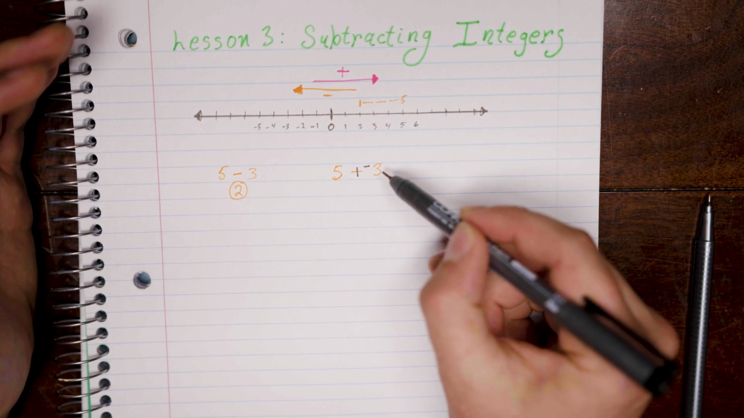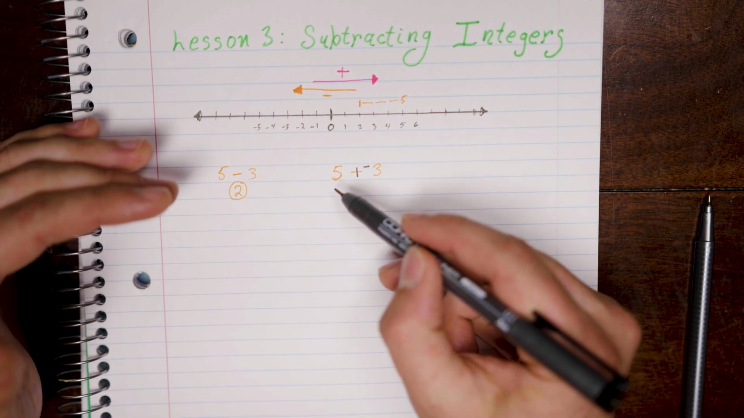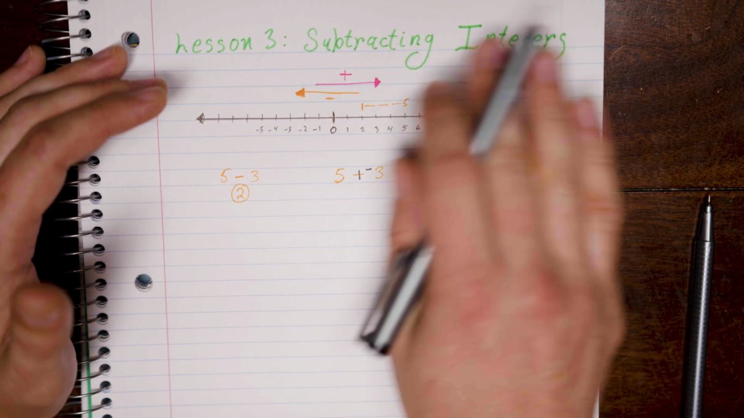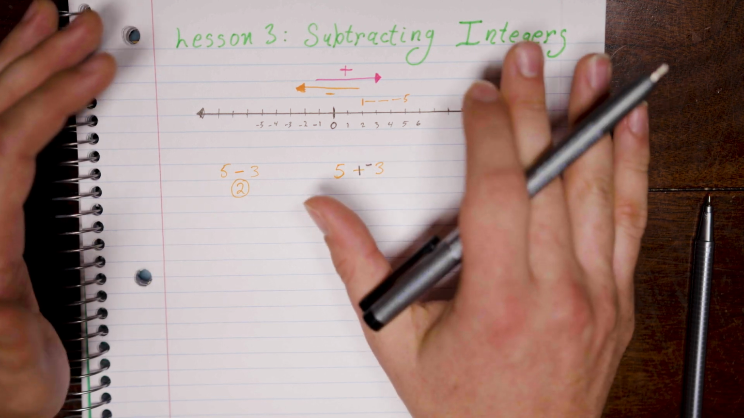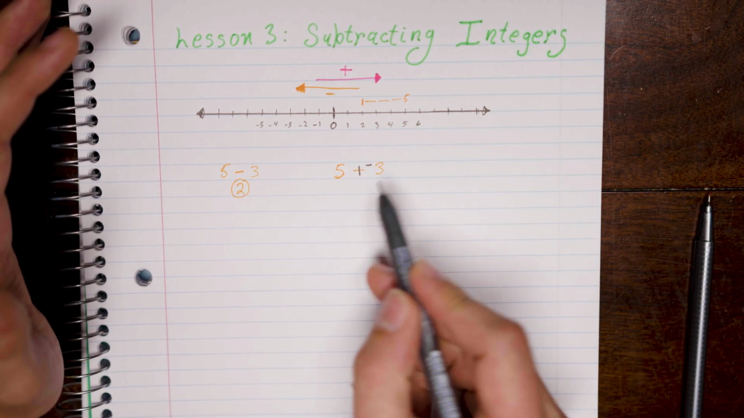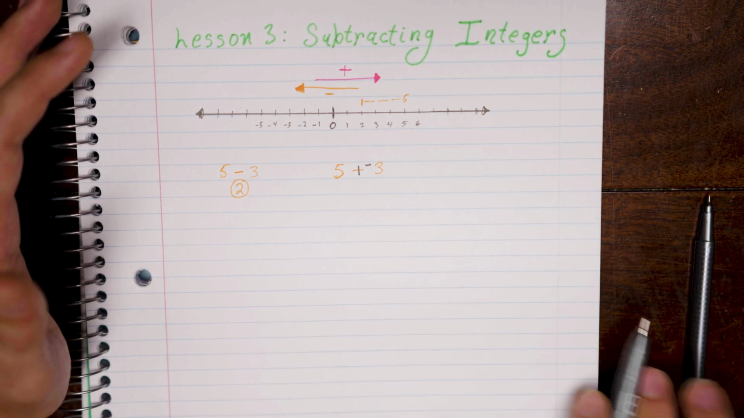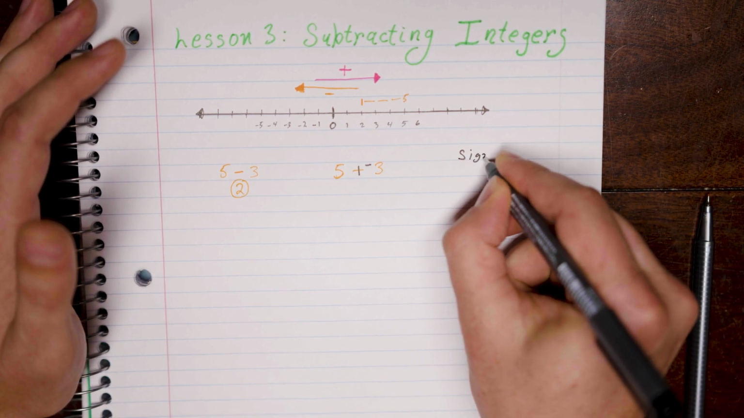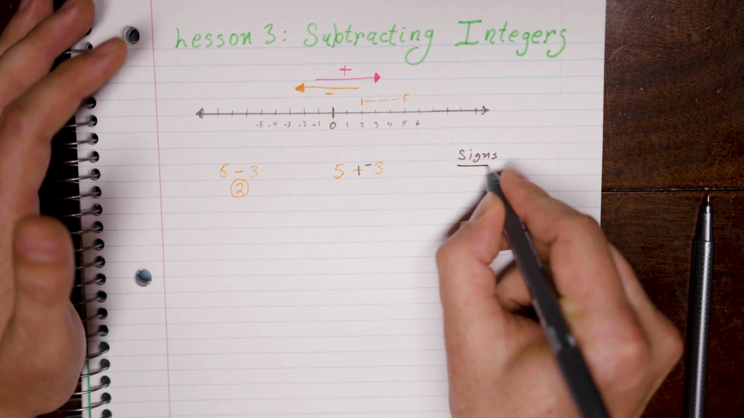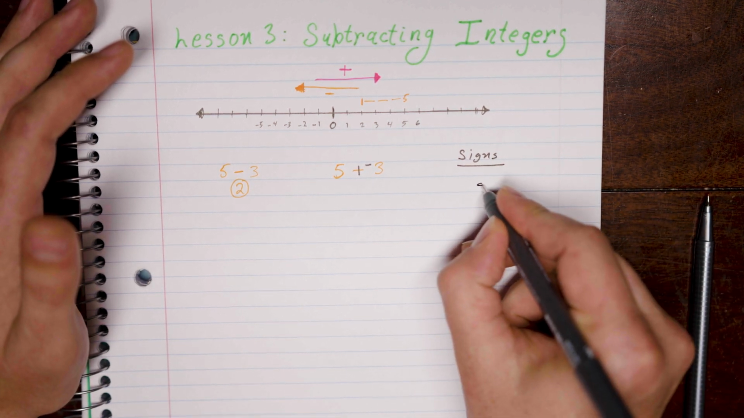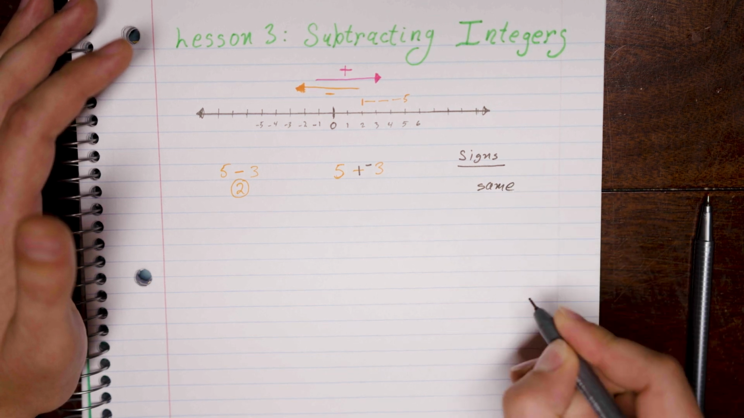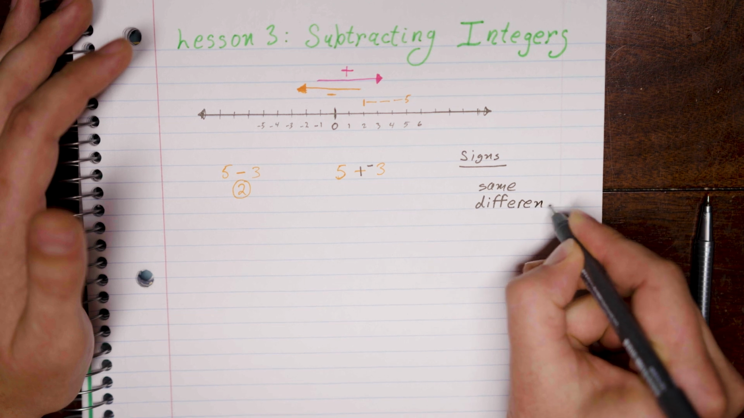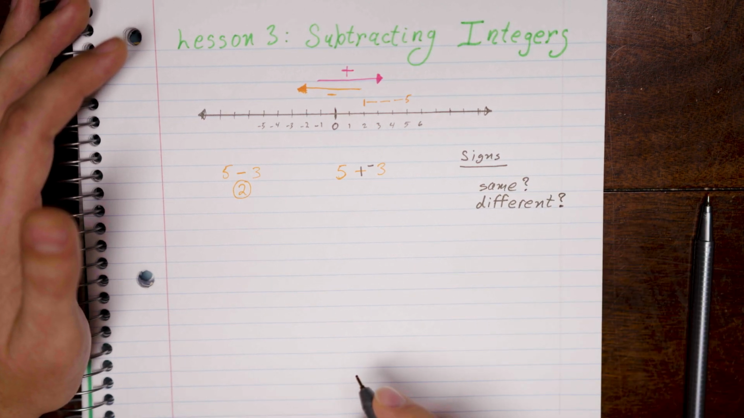Now, the rule I teach for adding and subtracting integers, if we teach all of this as one lesson, the adding integers and the subtracting integers all at the same time, is that we're looking for whether the signs are the same or different. We want to know whether the signs are the same or different, okay?